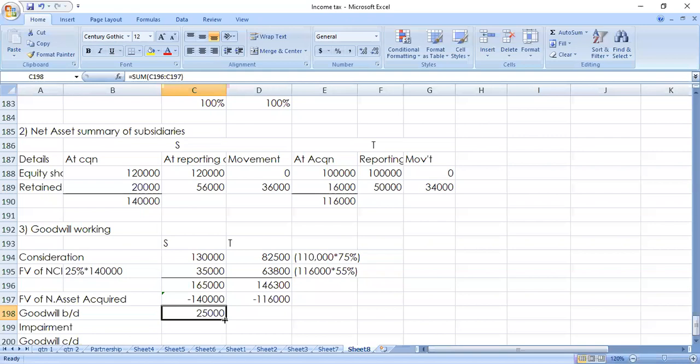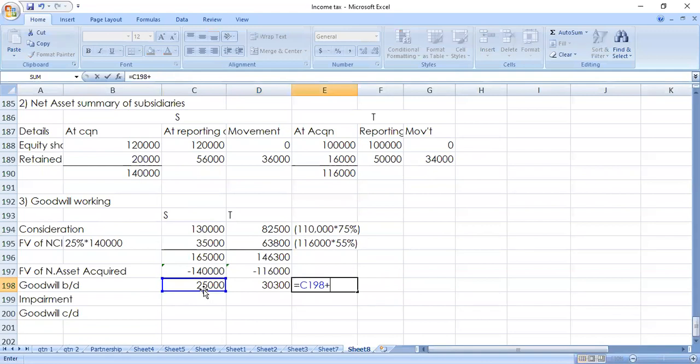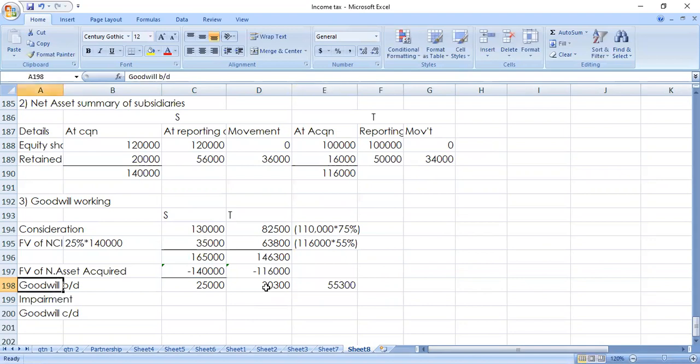If it was impaired, you do the needful, still put impairment and determine. So that's how we compute goodwill for both. In consolidation, under investment, under intangible assets, we take their goodwill for both and combine them. So you have this plus that, giving you the 55,300. So that's how we compute goodwill.